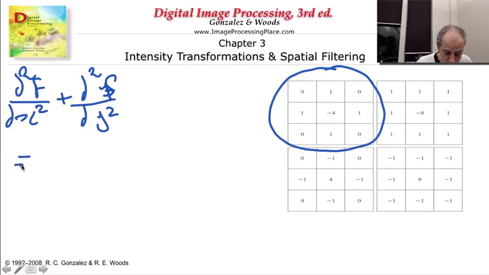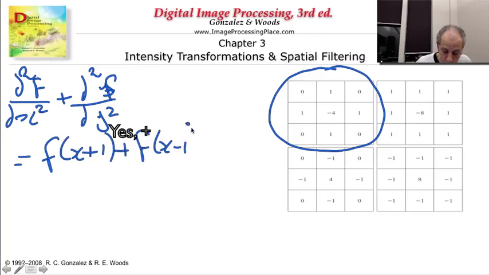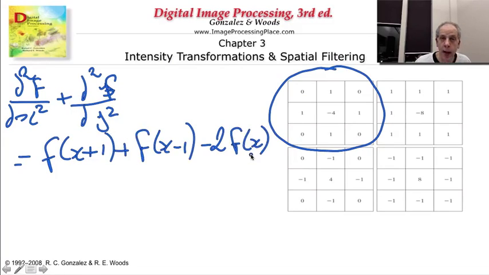And we actually know that that's basically f at x plus 1 plus f at x minus 1 minus 2f at x. And I'm not writing the y's because they haven't changed. It should be at y, y, and y.